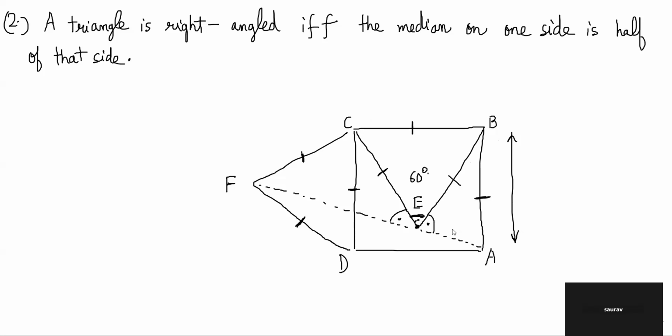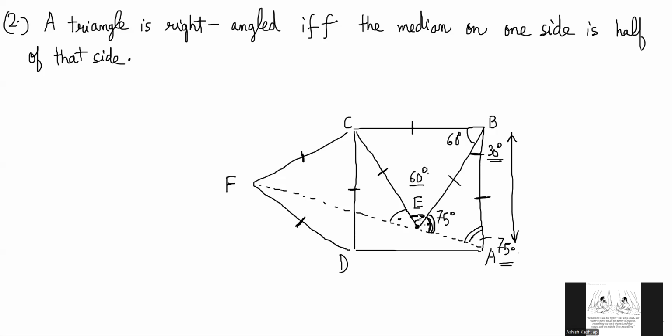If triangle EBA is isosceles, then this angle will be equal to this angle, right? And in this isosceles triangle, I know this angle is 60, so this angle is 30, right? If this angle is 30, then this will be 150 by 2, which is 75, right? So we know this angle is 75, we know this angle is 60. We just need to find out this angle.